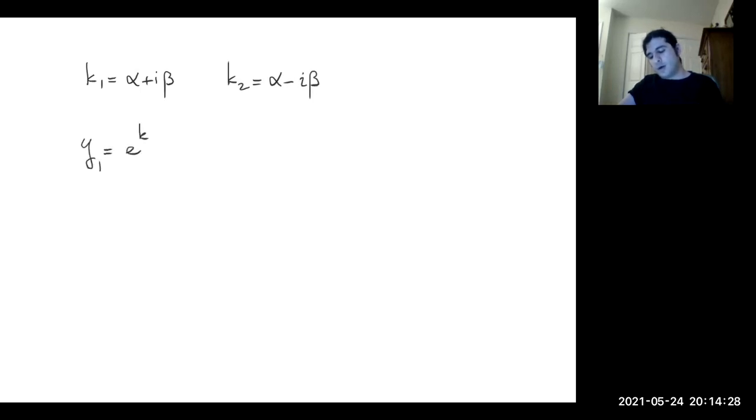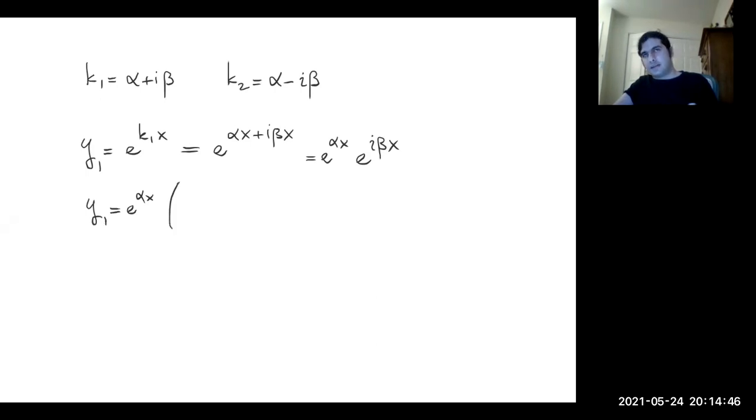So let's find those. Again, suppose k1 is equal to alpha plus i beta, and k2 therefore would be alpha minus i beta. y1 is equal to e to the k1x, which is e to the alpha x plus i beta x. Now this is equal to e to the alpha x times e to the i beta x. Now e to the i beta x is equal to cosine of beta x plus i sine of beta x.